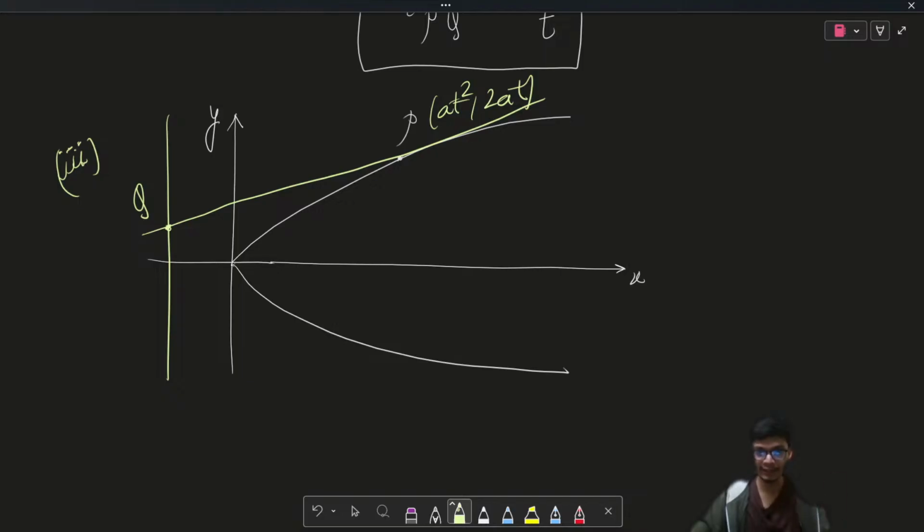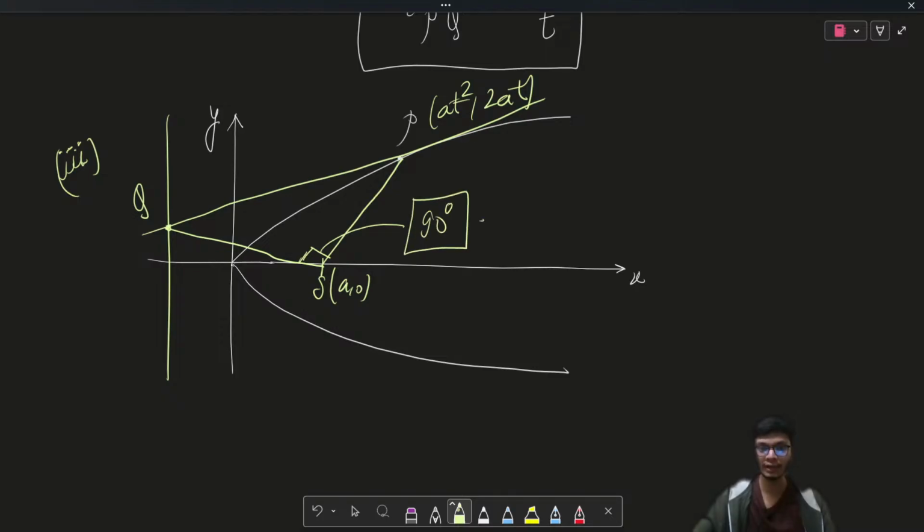So the length of the tangent between P and Q, or the point of contact and the point where it meets the directrix, is subtending a right angle at the focus. So this particular angle at the focus is going to be equal to 90 degrees, right? So it's a very important relation that we need to keep in mind. The length of the tangent between the point of contact and the point where the tangent intersects the directrix is subtending a right angle at the focus. I hope this is clear to all of you.